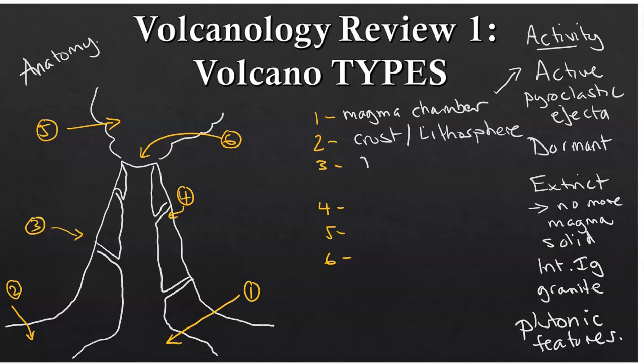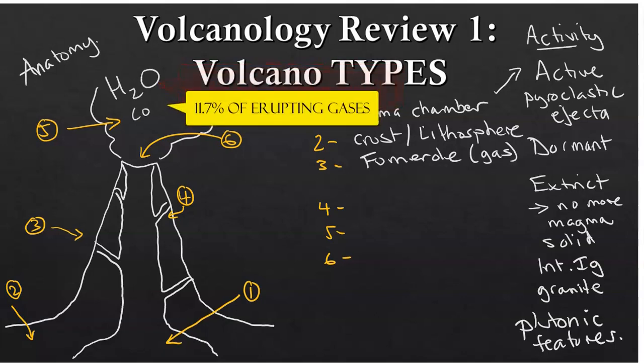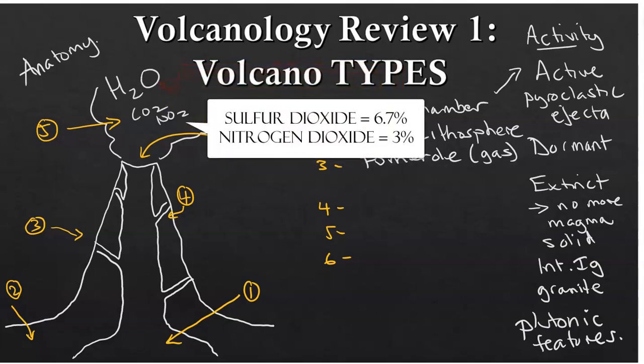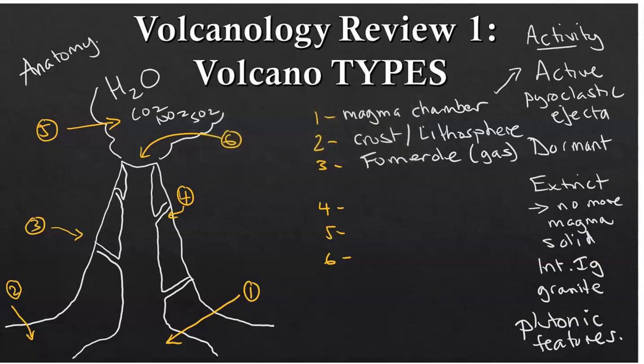3, that's going to be a fumarole, which is a vent for gas, and the gas coming out is going to be mostly water vapor. Some CO2, some NO2, and some SO2 right there. Now, 4 is going to be a dike, which is more diagonal, or a sill, which is more horizontal.